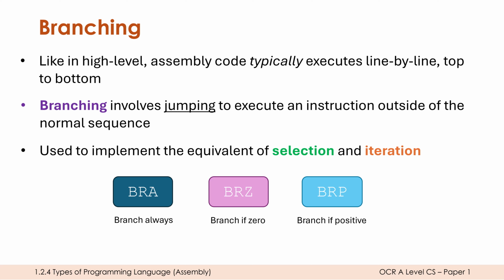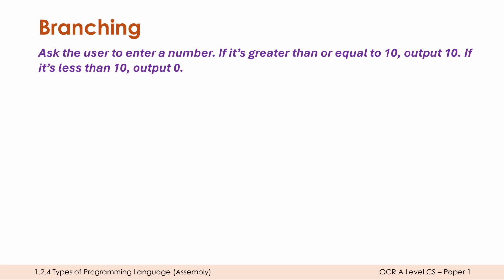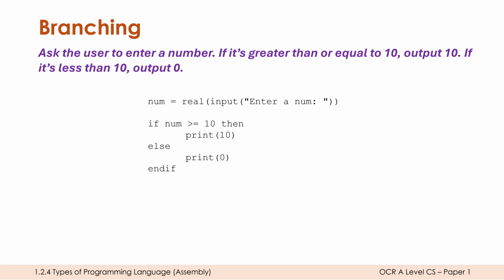Now, because I've only got these 3 branching operations to play with, I need to basically bend all of my questions to be able to use one of these 3 instructions or a combination of them. So even a relatively simple question like asking the user to enter a number, if it's greater than or equal to 10, output 10, and if it's less than 10, output 0. That is pretty simple to do in a high-level language. I just use an if statement with else, and that does the job. Even something like this becomes a bit harder to do in assembly because I have to use one of our branching operations or a combination of them.